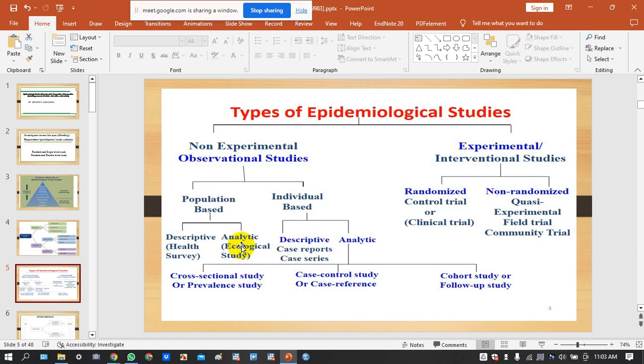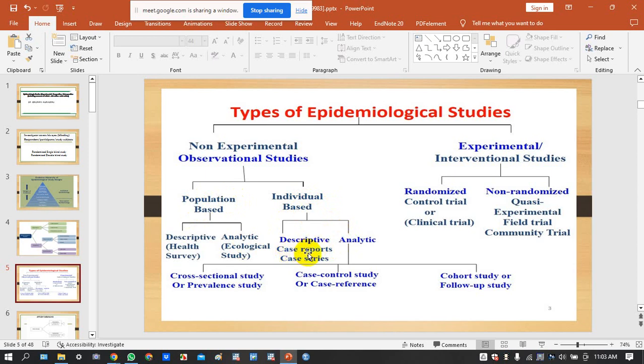We look at Upper East prevalence, Central region prevalence, Eastern region prevalence. So that becomes an ecological study. Then we go to individual based study, because these ones are population based. So we go to an individual based study. And in the individual based study, we have the descriptive studies.